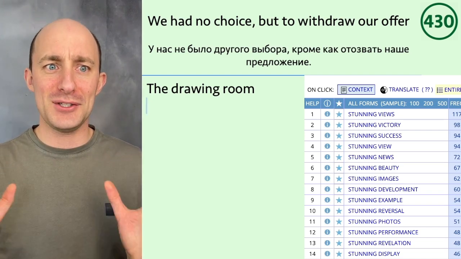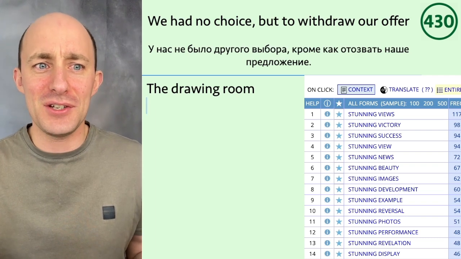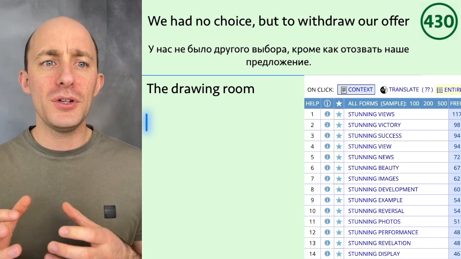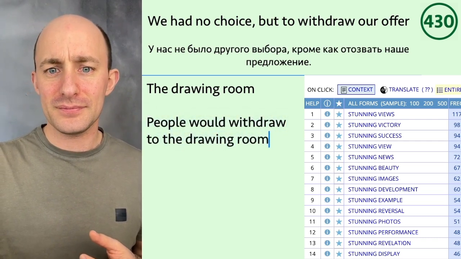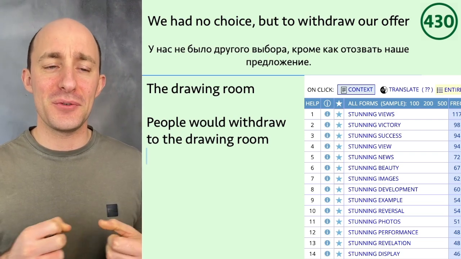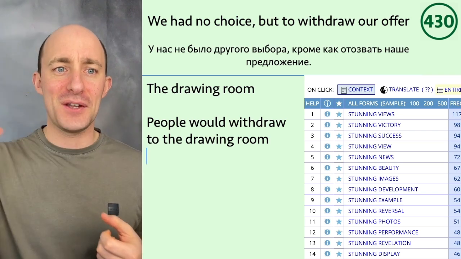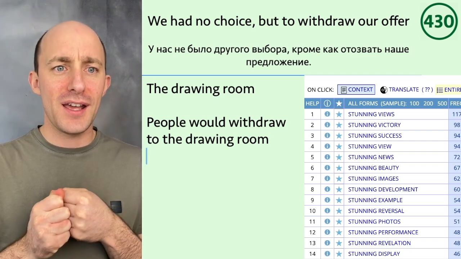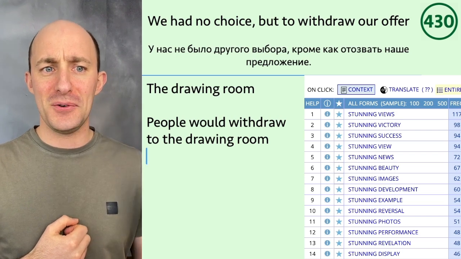So in all aristocratic houses, there was a drawing room. I thought, why? Tam же ничего не рисуют. But it's called the drawing room because people would withdraw to the drawing room, which means like to go away to the drawing room. So it's drawing from this withdraw, not from рисовать. Withdraw our offer is to take it away. So withdraw, something's always going away. Withdraw.